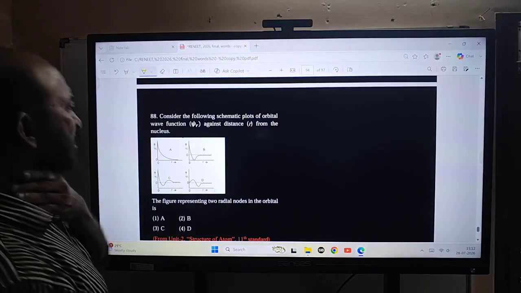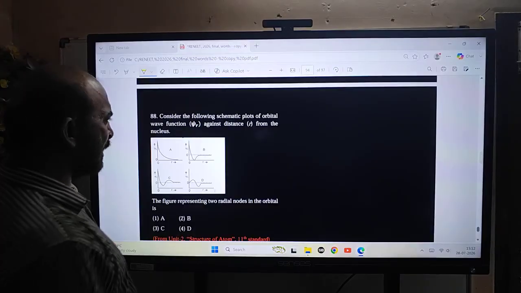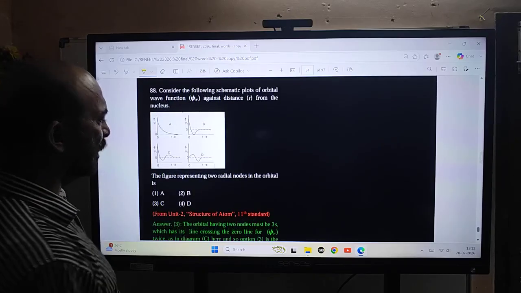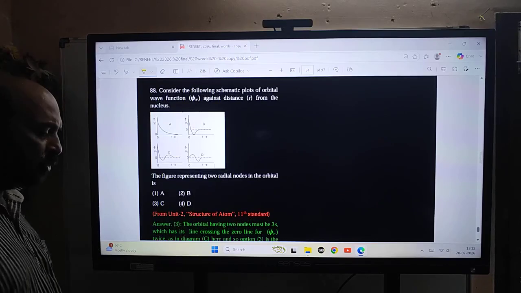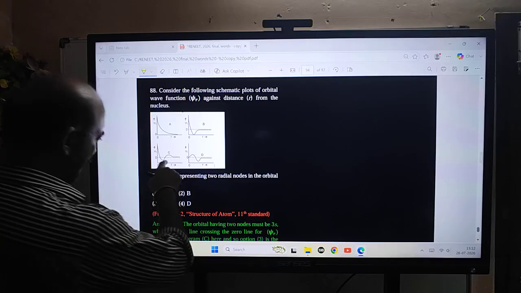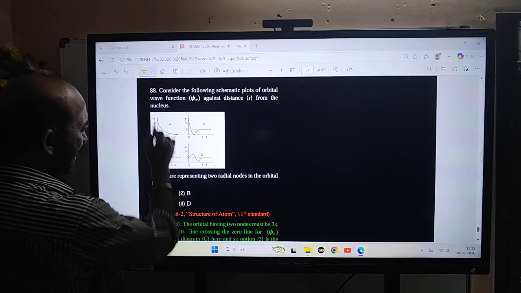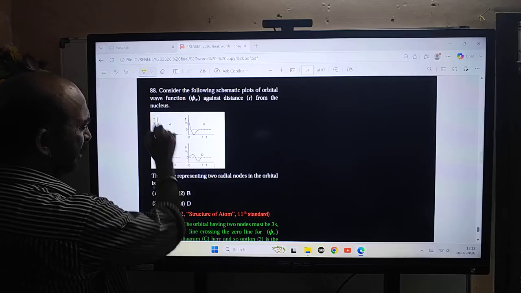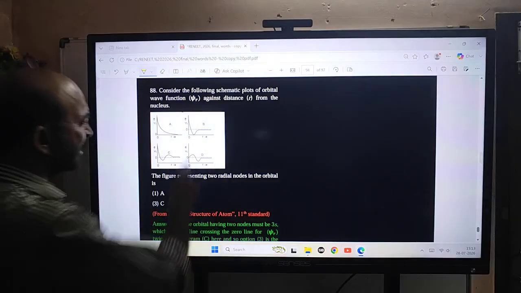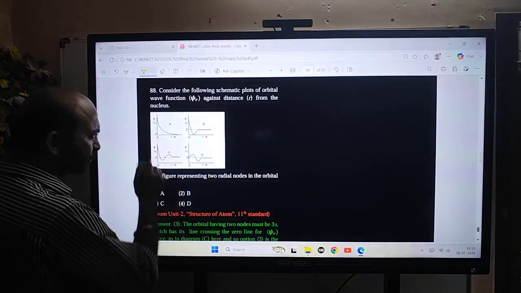88. Consider the following schematic plot of orbital wave function psi(r) against distance r from the nucleus. The figure representing 2 radial nodes. 2 radial nodes means the wave function crosses zero twice. Nodes are seen when the radial wave function meets the zero line. See, this one has no node. It is tending to infinity. It is not touching the x-axis. It touches only at one spot. So it has only one radial node.